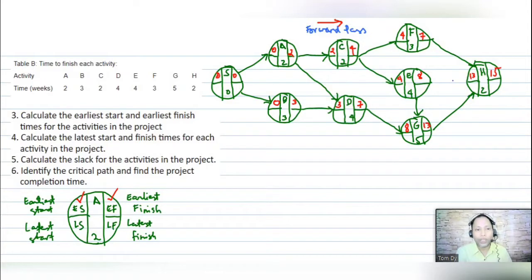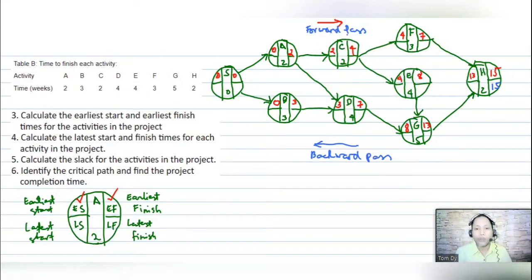For the latest start and latest finish time, of course, we start at this part. If this is 15, then this will be equivalent to 15 also, so I will write 15 here. This time, instead of the forward pass, we do what we call the backward pass, going in this direction, from this activity to this activity.